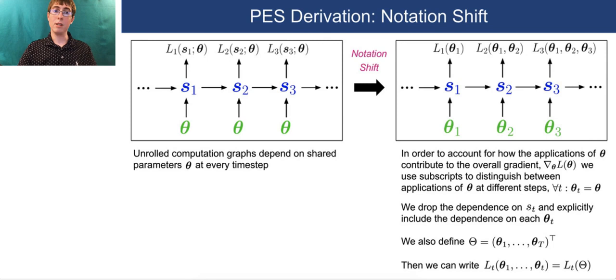So next, I'll sketch out the derivation of the PES estimator. And the first step is to consider a shift in notation. Unrolled computation graphs depend on shared parameters theta at every time step, as shown on the left. But now, in order to account for how the applications of theta contribute to the overall gradient, we're going to use subscripts to distinguish between applications of theta at different time steps, shown on the right. So instead of considering the loss at step t as a function of the state at step t, s_t, we're going to consider the loss at step t as a function explicitly of the entire sequence of thetas that have led to that state. So instead of L_3 of s_3 on the left, we're going to have L_3 of theta_1, theta_2, theta_3 on the right. We're also going to define a matrix, capital Theta, whose rows are the thetas at every time step.